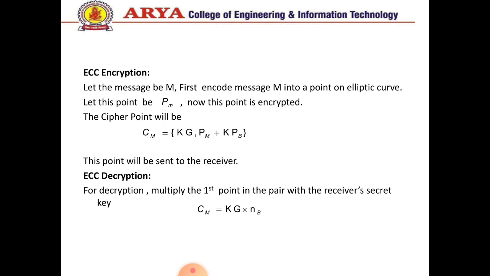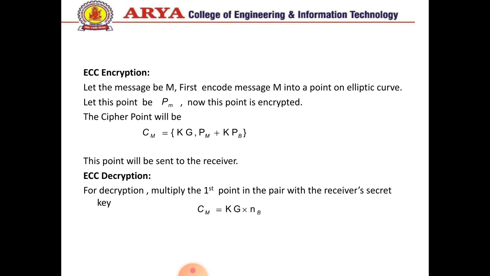Now this point is encrypted. First we have to convert the message onto a point on the elliptic curve, and this point is denoted by PM. Now we compute the ciphertext. So ciphertext equal to K into G, comma PM plus K into PB. This cipher point is sent to the receiver.